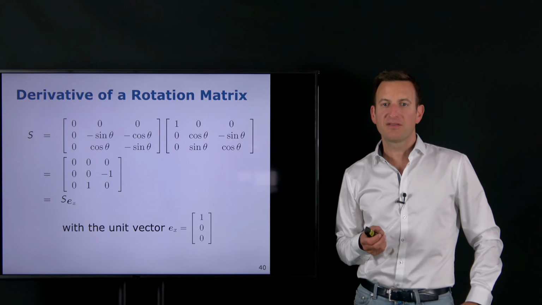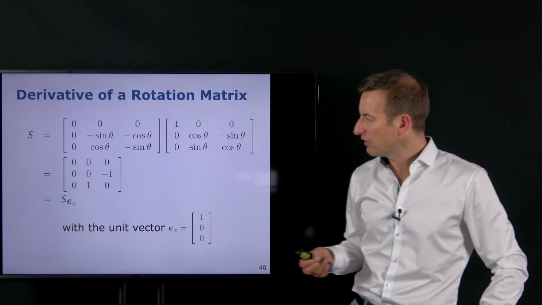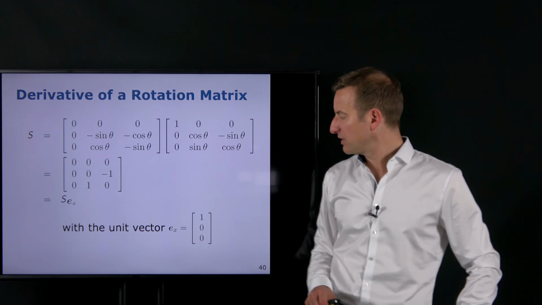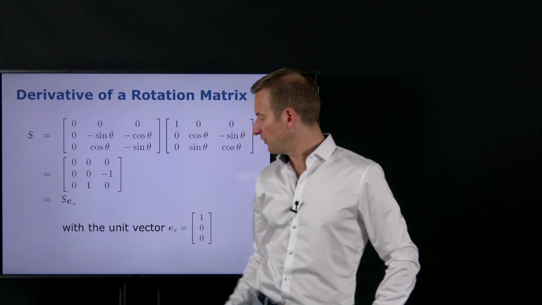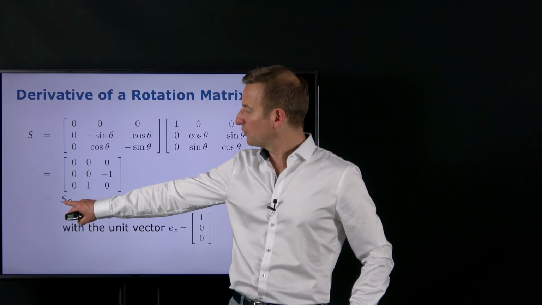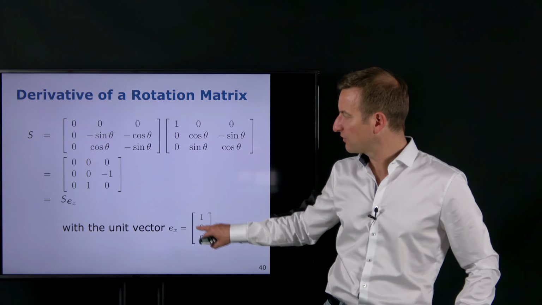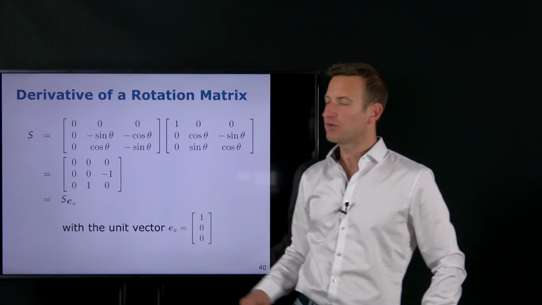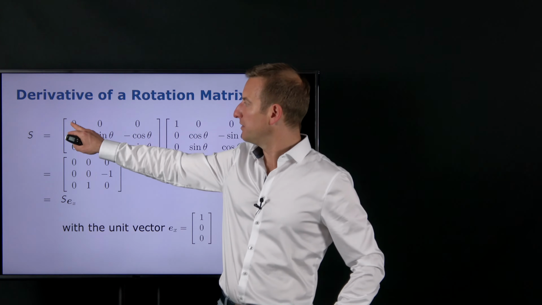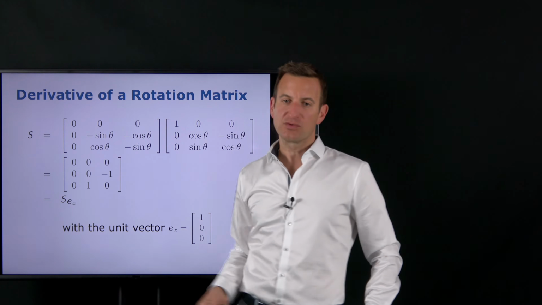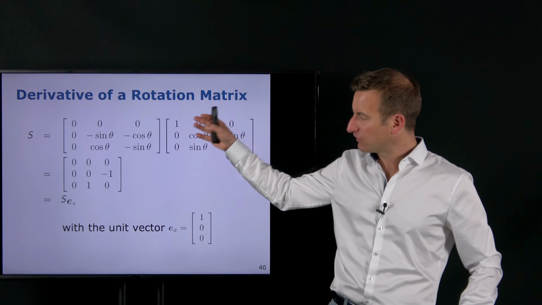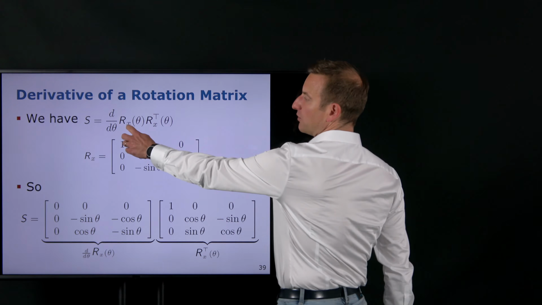And this is nothing else than generating a skew-symmetric matrix of the unit vector in the direction of my rotation axis. So if E1 is a unit vector in the x direction, so the vector 1, 0, 0, then the skew-symmetric matrix of Ex gives me exactly this matrix, which corresponds to the rotation around the x-axis over here. So this was the rotation axis of the rotation matrix I started with, here around the x-axis.